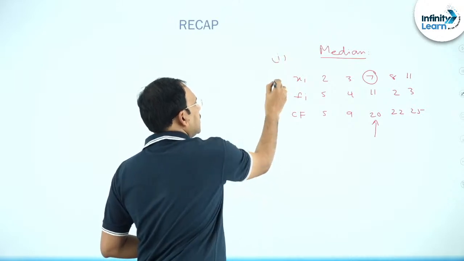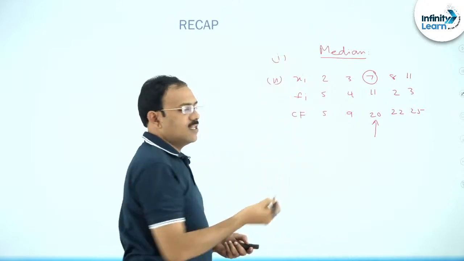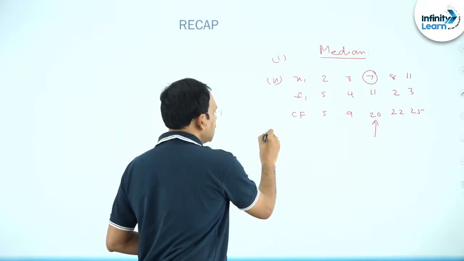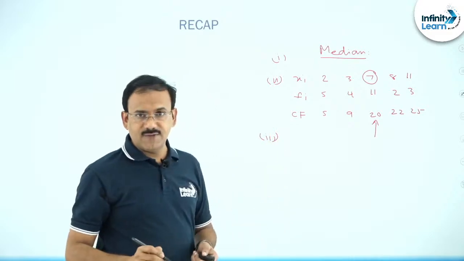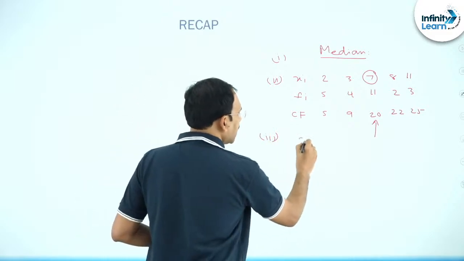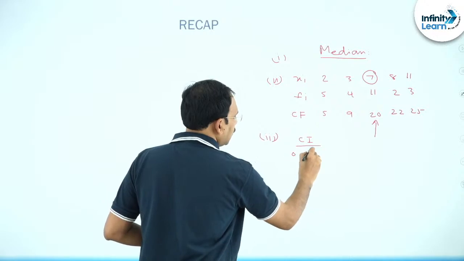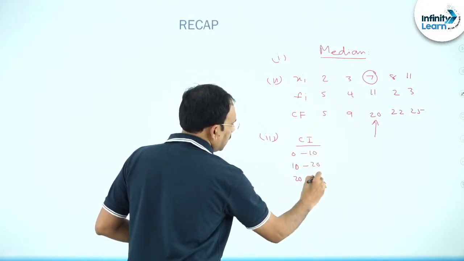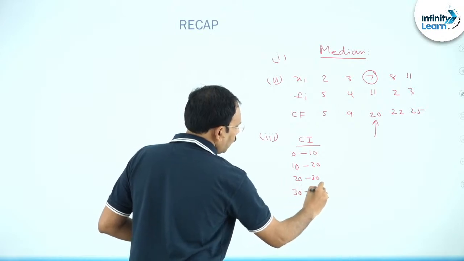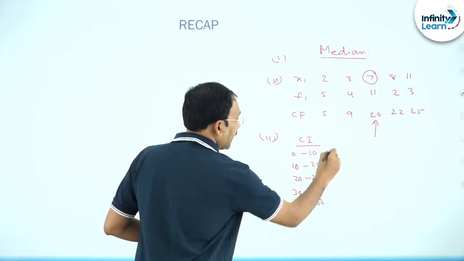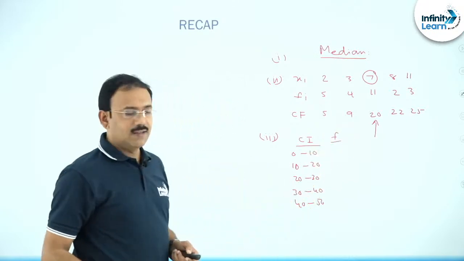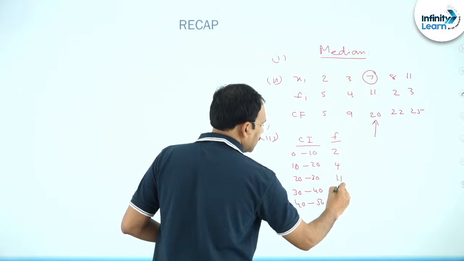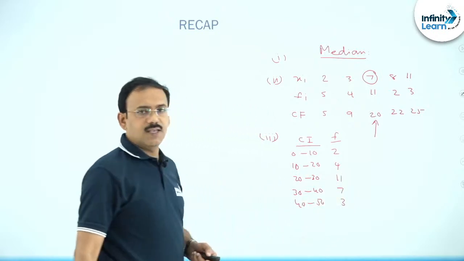Median in an individual series is very easy, discrete series is also easy, whereas continuous series is also very important, dear friends. Suppose you are given class intervals 0 to 10, 10 to 20, 20 to 30, 30 to 40, 40 to 50. Corresponding frequencies are given, say 2, 4, 11, 7, 3.